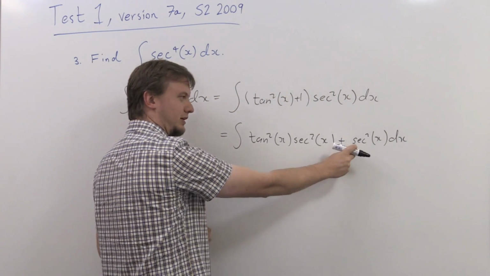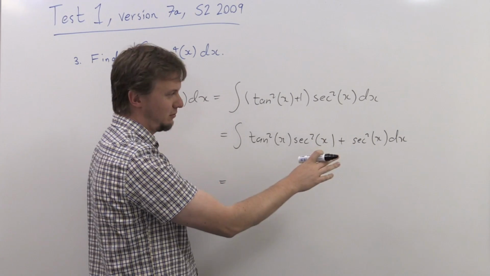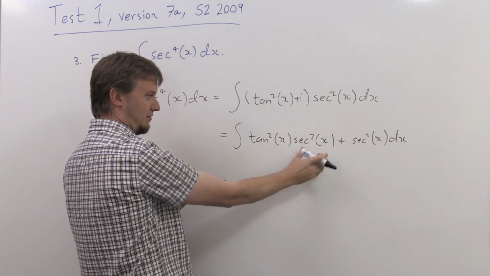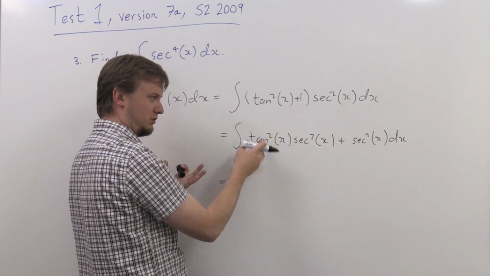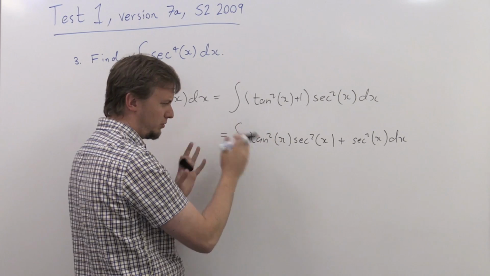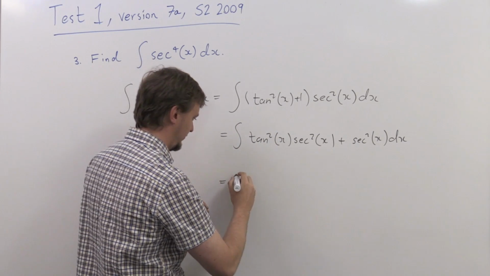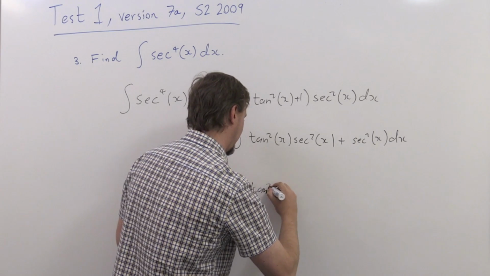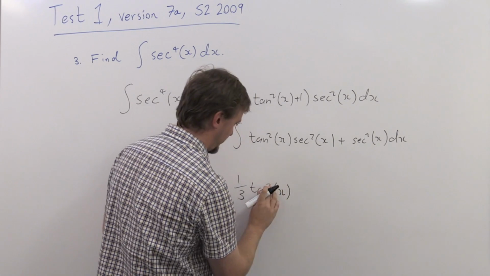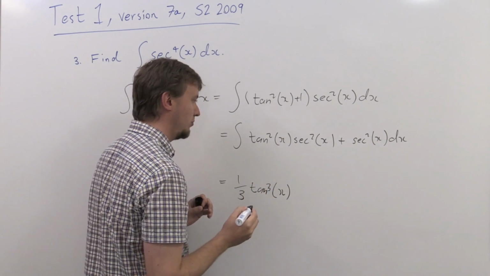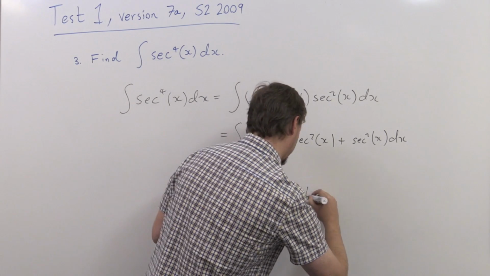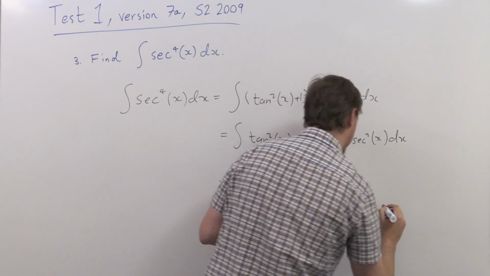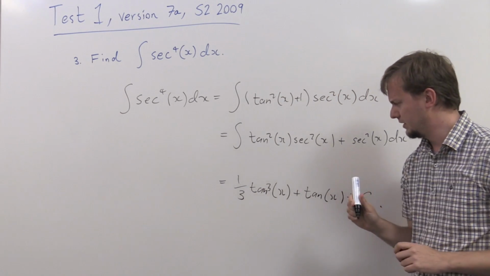Well, this second term is quite easy. The integral of sec squared x is just tan x, and because I have this sec squared here, this is just going to be essentially tan cubed, but not quite. So if we do this correctly, it's 1/3 tan cubed x plus tan x plus a constant, and that's my answer.